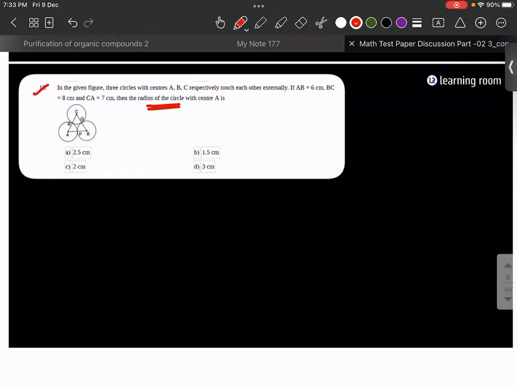I don't know how to solve it, so I randomly chose some option. Anybody who could solve this?